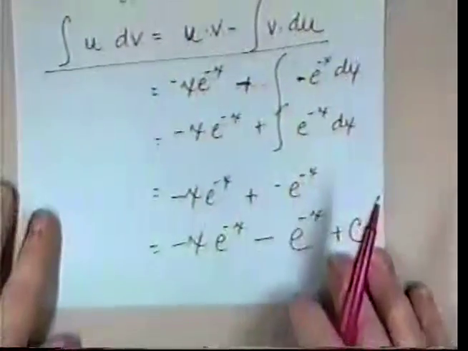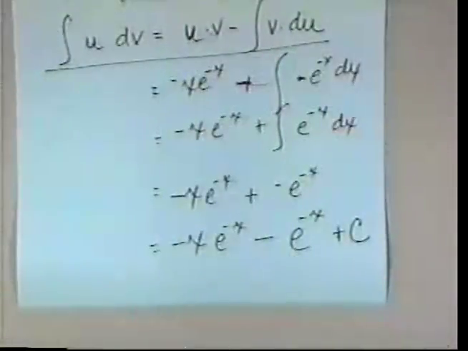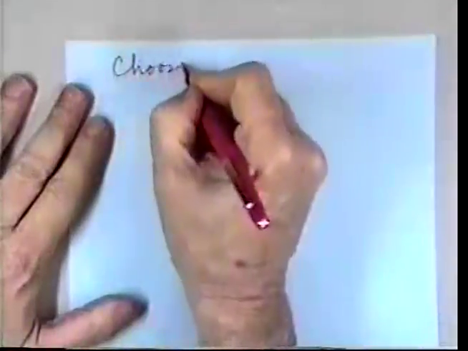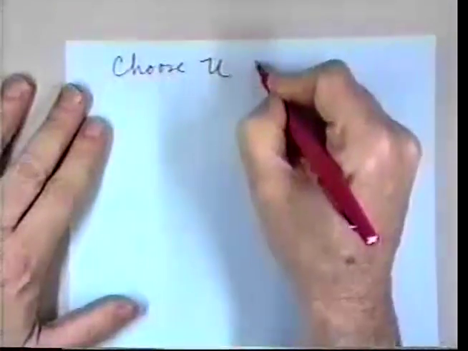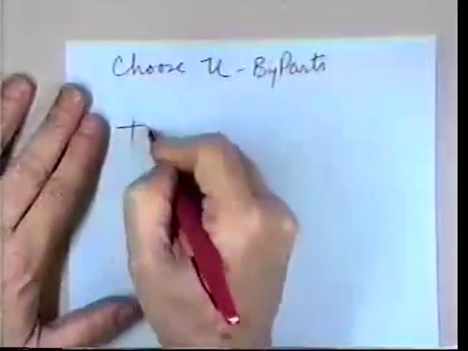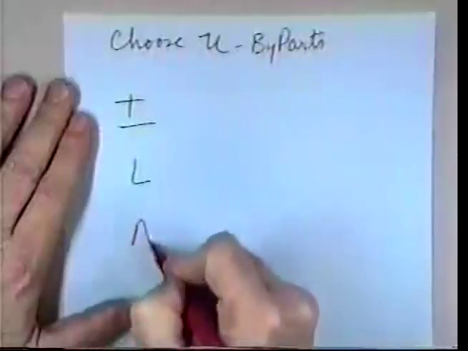There is a little mnemonic device that sort of tells you which types of functions to choose for what. I've heard several people say that it works most of the time, and I've heard other people say that they don't know if it works all the time or not, but they've never found a time when it didn't work. So I'd like to give you that little mnemonic device to tell you which one to choose for u when you do integration by parts. And the mnemonic device is ILATE.